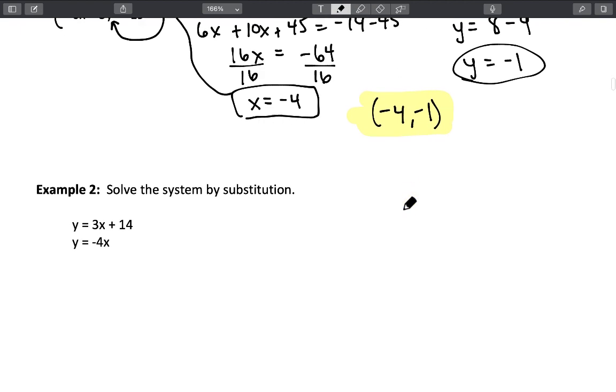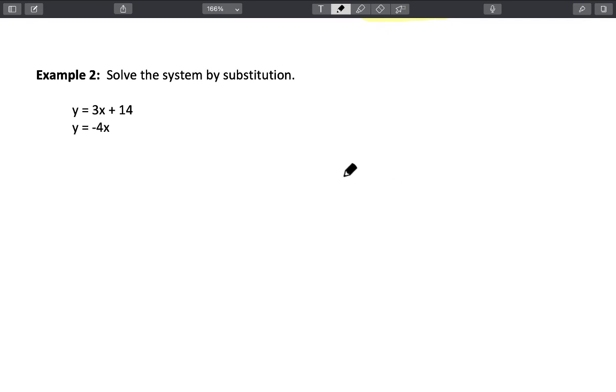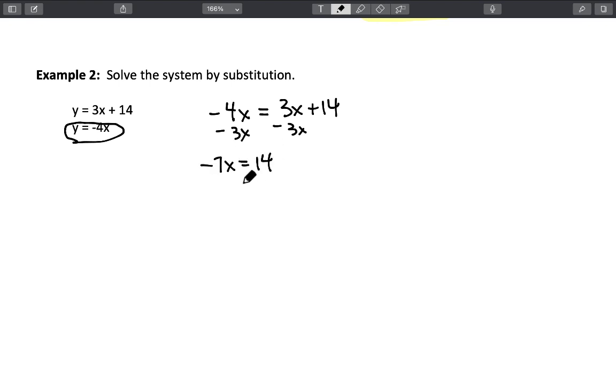All right, let's try another one, solving by substitution. In our second one, we have y equals 3x plus 14, and we have y equals negative 4x. Well, they're both solved for y, and they're both set equal to y. So this actually is an interesting case because they're both set equal to y, and we can just set the two expressions equal to each other. So negative 4x equals 3x plus 14. We'll subtract our 3x over. That gives us negative 7x is equal to positive 14. Divide off the negative 7, and we end up with an x value of negative 2.